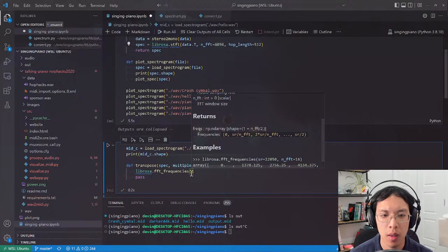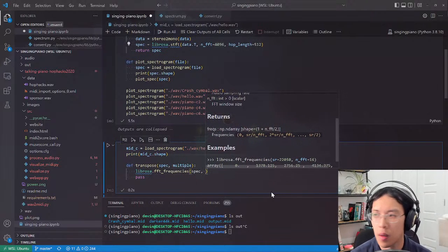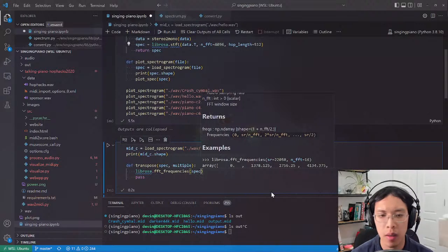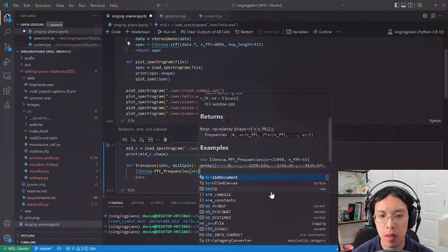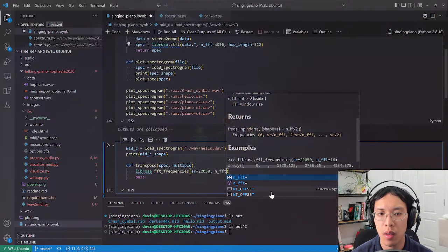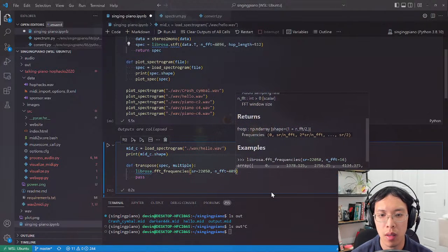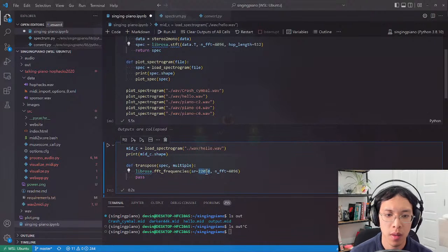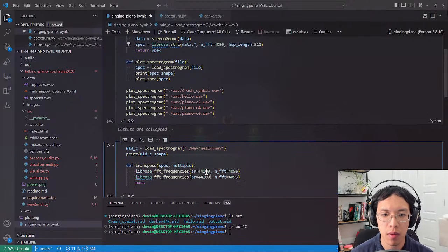Oh, right. I need audio. Spec. Wait, no, I don't need that. Okay, I only need the signal rate and an FFT, which is 4096 currently. So if I do this, I wonder if the number will be different. I'm just gonna try it both ways. 22050, that's the default, and then do it that way. And let's just print both.